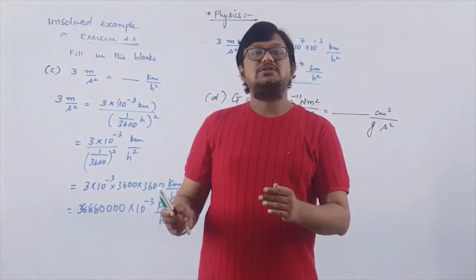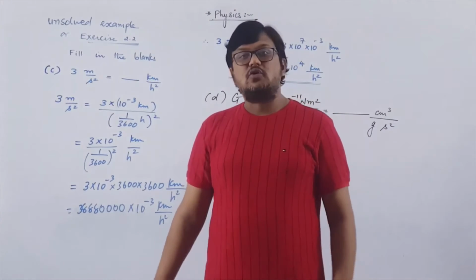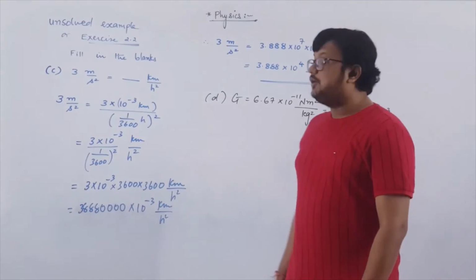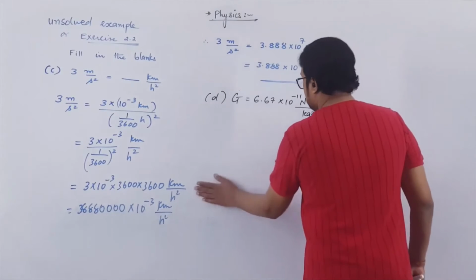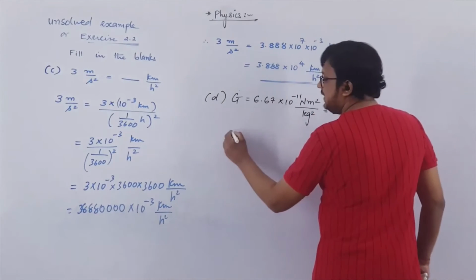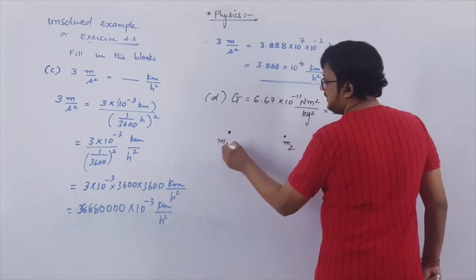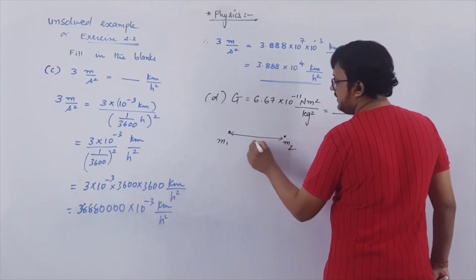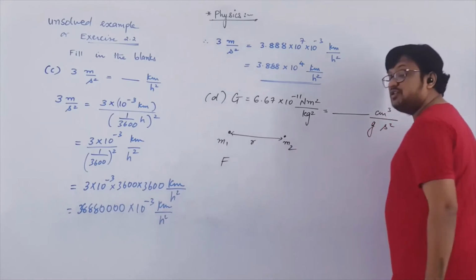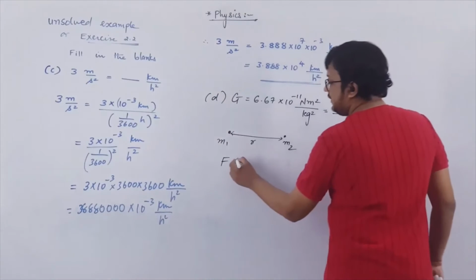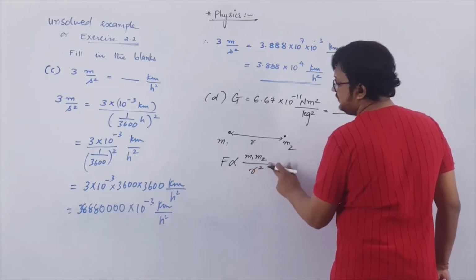So your capital G is the universal gravitational constant, and its value is 6.67 into 10 raised to minus 11 Newton meter square upon kg square. If you know Newton's universal law of gravitation, let us say we have two objects with masses m1 and m2, separated by distance r. Then the gravitational force acting between them is directly proportional to the product of their masses m1 m2, and inversely proportional to the square of the distance between them.